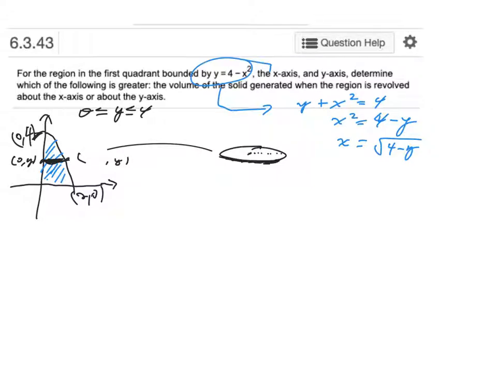So that means my x-coordinate is the square root of 4 minus y, and my y-coordinate is y. Okay, so the radius of this disk is exactly the length of that stick, which is the difference in the x-coordinates at either end of the stick. The difference of those is the radius, and so that is the square root of 4 minus y.